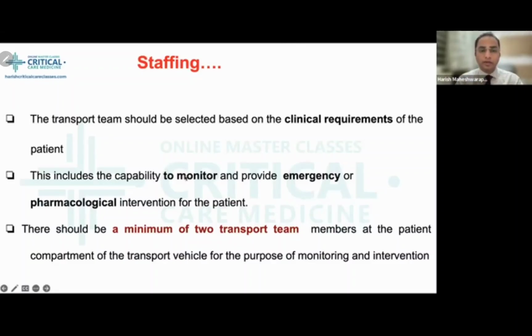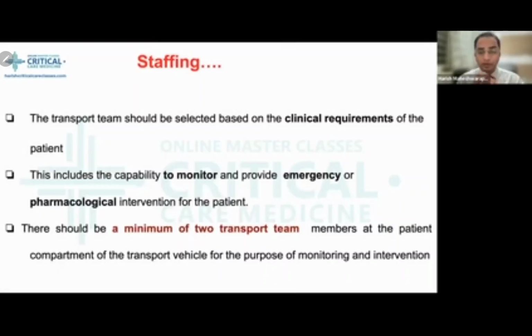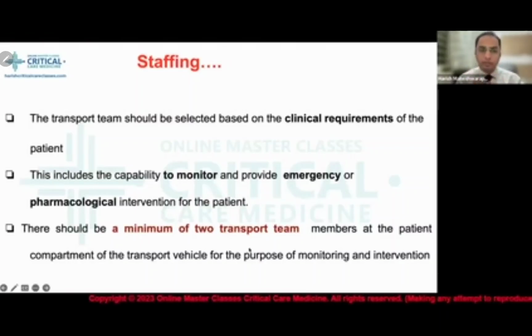This includes the capability to monitor and provide emergency or pharmacological intervention for that particular patient. Particularly, we need to be trained in ACLS. When needed, we need to give cardiopulmonary resuscitation, airway control, and administer medication. All these things are included when we choose a particular staff. There should be a minimum of 2 transport team members at the patient compartment of the transport vehicle for the purpose of monitoring and intervention.